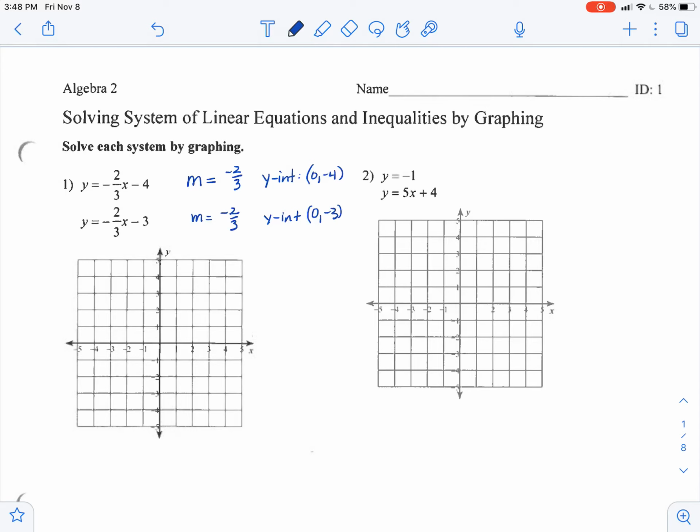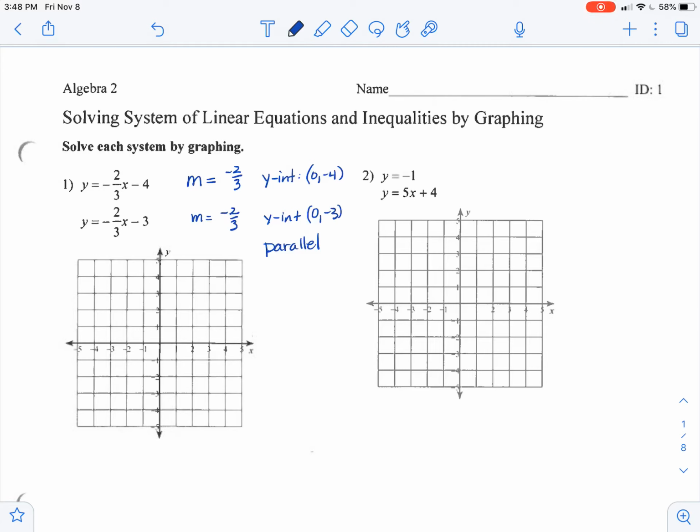Now, if you're paying attention to what you just wrote down, you should notice that both of your slopes are the same thing. Therefore, we know we're going to have some parallel lines. Let's just prove that.